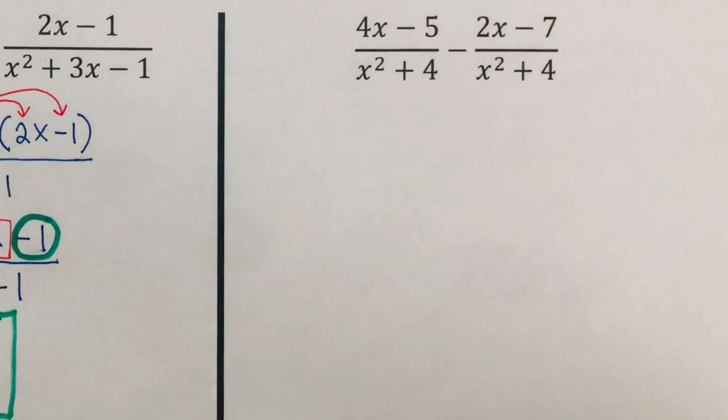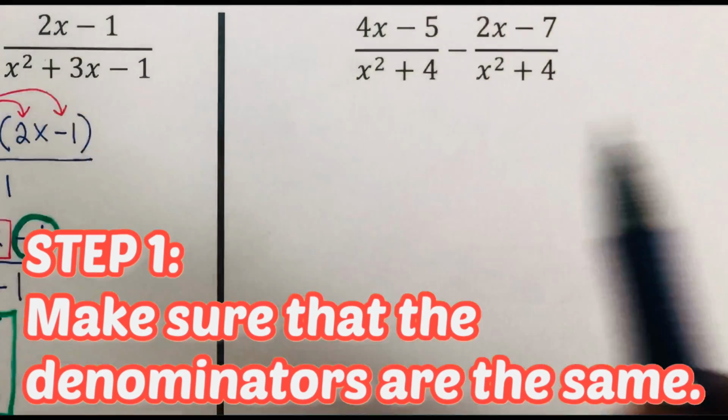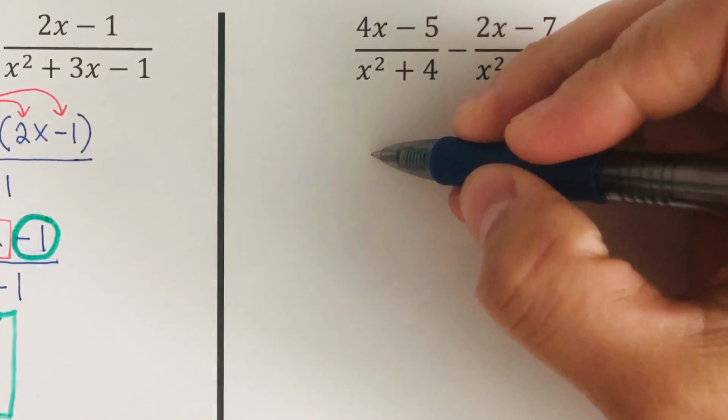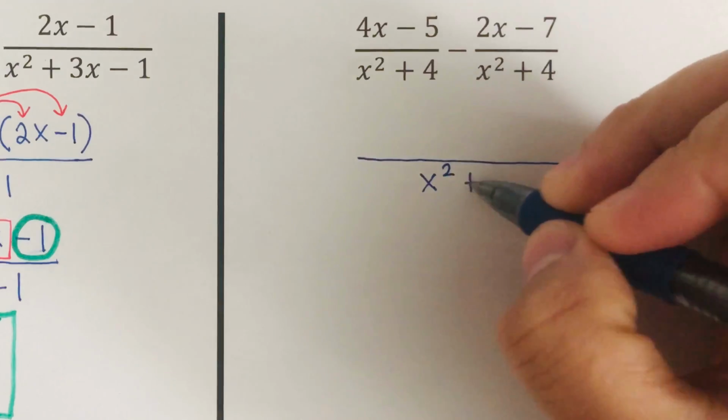Okay, so we go over the problem here. It's pretty much the same thing. We follow the same steps. The first step is to make sure that their denominators are the same. In these fractions right here, both denominators are the same, so we can go ahead and write their common denominator. That would be x squared plus 4.